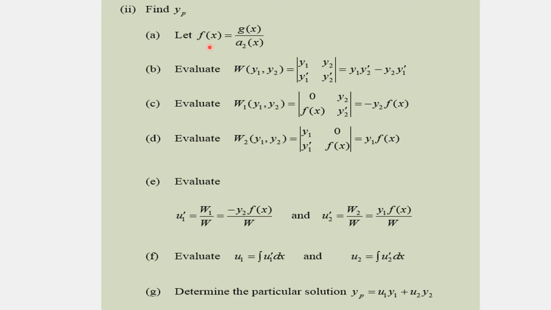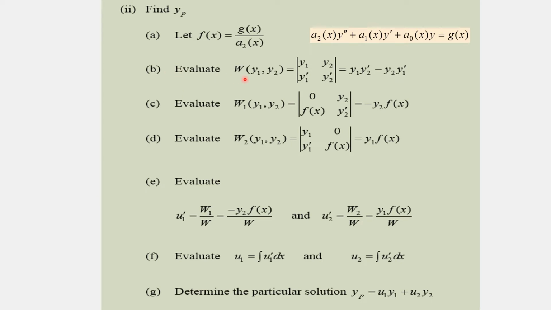What is the formula for the f of x? F of x is equal to g of x divided by a2 of x. Do you know where the g of x and the a2 of x are in the equation? The g of x will of course be the function written on the right side of the equation. And when we say a2 of x, it refers to the coefficient of y double prime. So a2 of x is this part here. When you evaluate f of x, you take g of x divided by the coefficient of y double prime. That's the formula for f of x. This is step A.